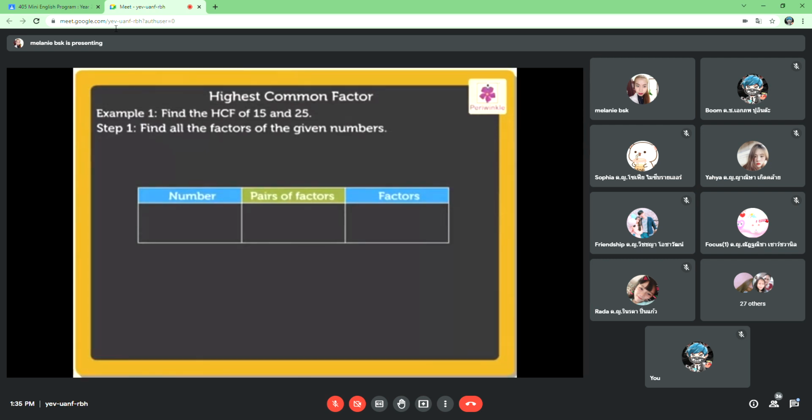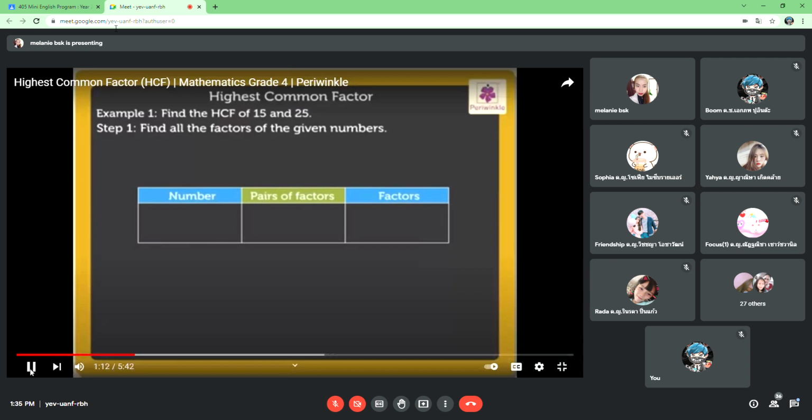Here, the pairs of factors of number 15. We're going to find the factors of 15 and 25. First, we're going to see the factors of 15. 1 times 15 is equal to 15. So what are you going to multiply by 15 so that the answer would be 15 also? So we have 1 times 15 is equal to 15.